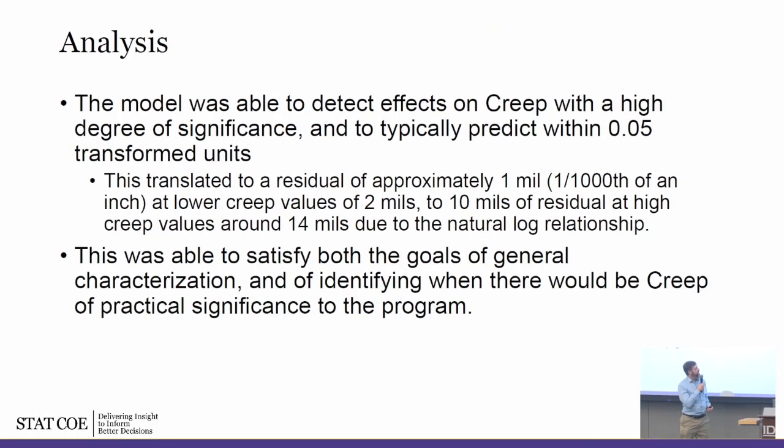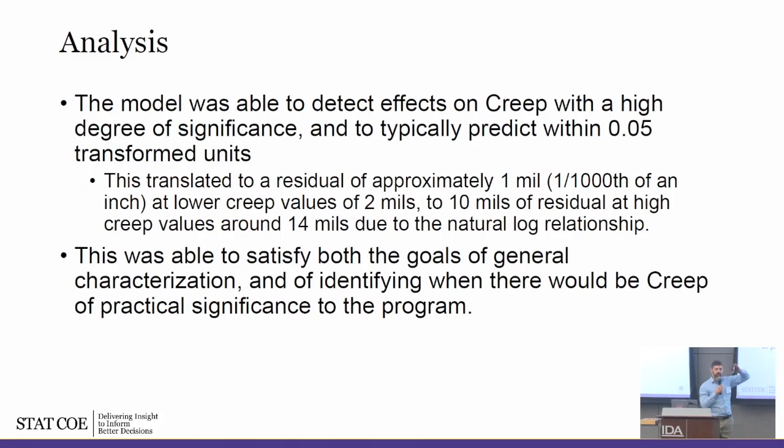So our model was able to detect the effects on creep with a high degree of significance, high degree of certainty, and typically to predict within 0.05 of the transformed units, that is, log of percent creep. And what this translated to was approximately 1 mil accuracy in the depth of a striation, which was pretty nice for having to predict 10 mil striations.